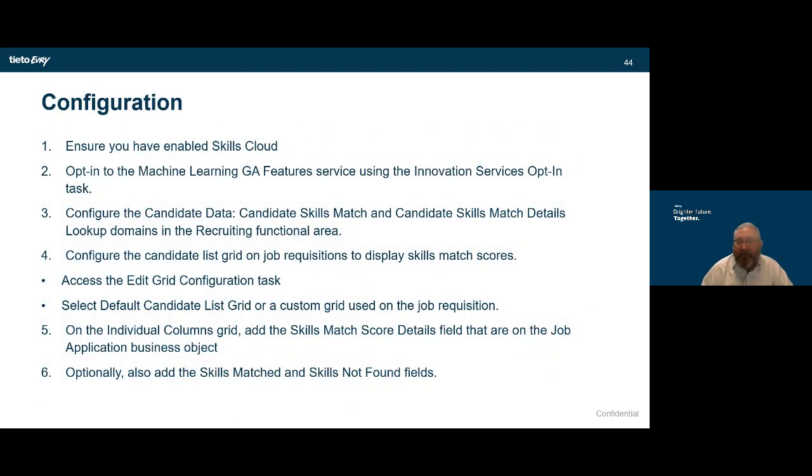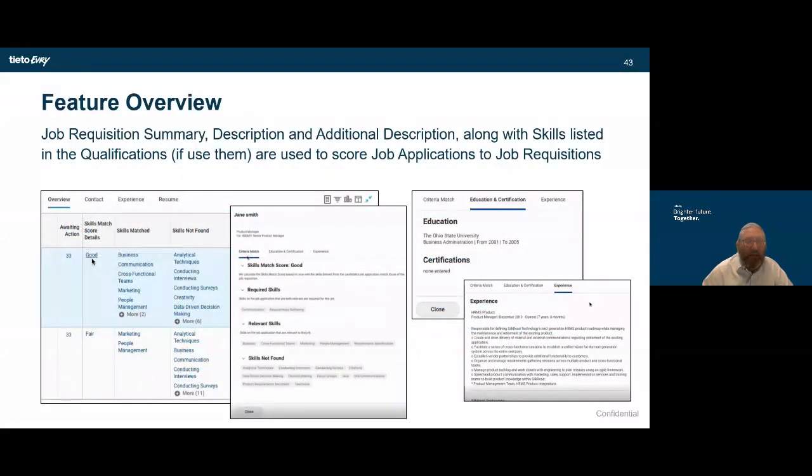Configuration is relatively simple. We enable Skills Cloud. We opt into the machine learning GA features, update our security policies to enable access for the relevant security groups, and then we update the candidate list grid to display skills match information. And if I just pop back here one step, here's our, and no doubt you've seen this before, but perhaps not with these particular fields, this is our grid here that we need to configure.